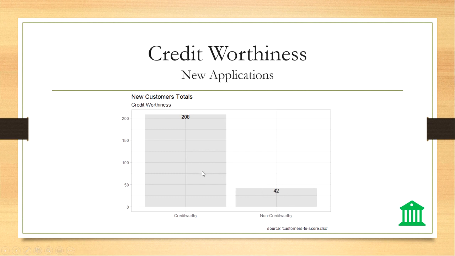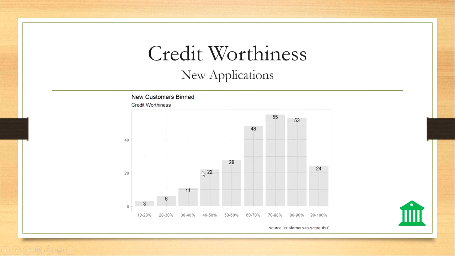But we can further split this up into deciles. We can take those 208 and see how well they rank in these 5 decile percentages: 50 to 60, 60 to 70, 70 to 80, etcetera.